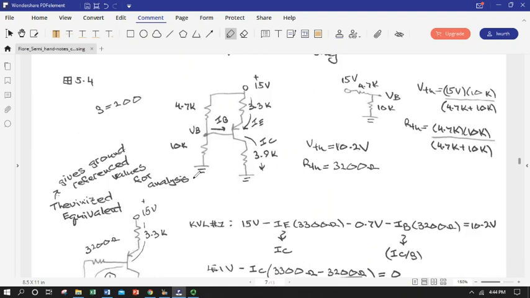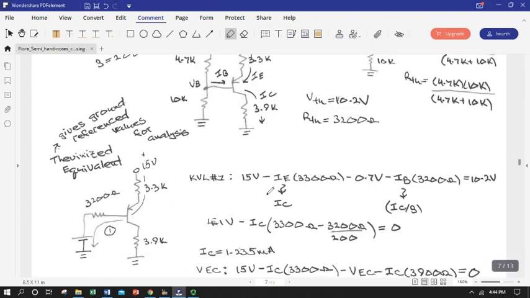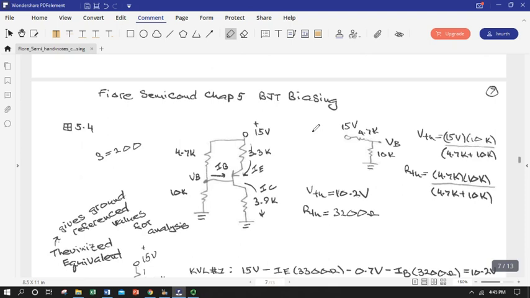Okay, looking at another example, and this is example 5.4 from chapter 5 in our theory book. It's another example of voltage divider biasing. Looking at forming the Thevenin equivalent.